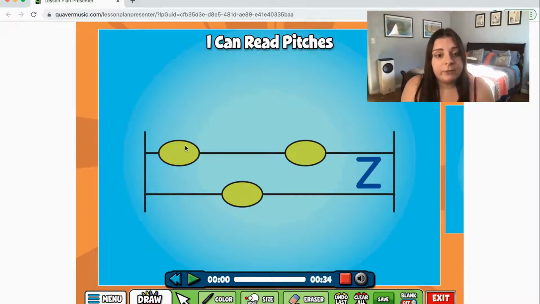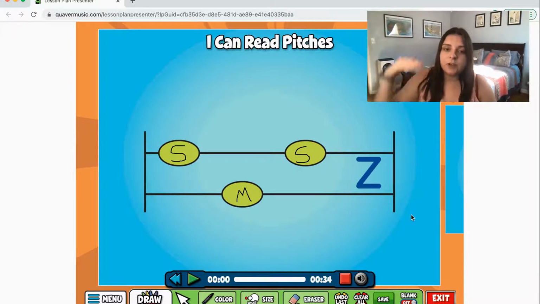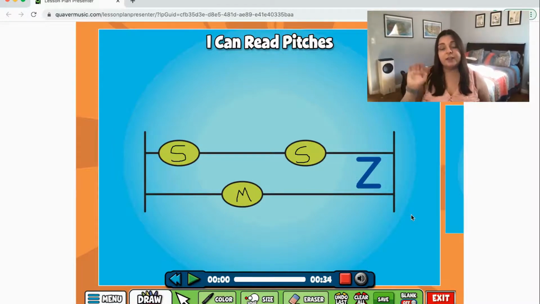So here we have sol, followed by mi, and then back to sol again. So both sol and mi are on lines, but they're on different lines. Sol is on the higher line and mi is on the lower line. So let's go ahead and try singing. I am also going to be doing the hand signs for sol and mi.